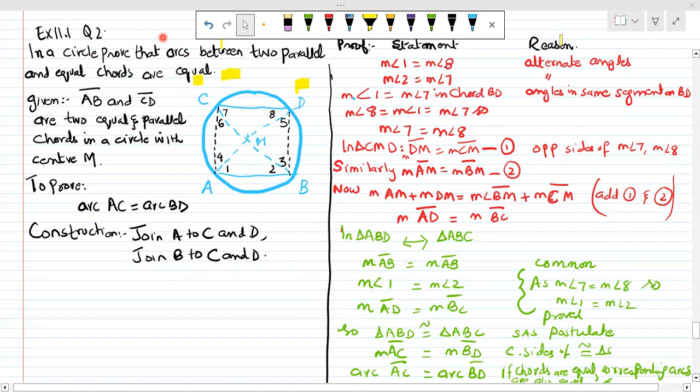Now angle 1 and angle 8 are alternate angles because they are on the opposite sides of the transversal AD, and they are between the parallel lines AD and BC. So angle 1 and angle 8 are alternate angles. You can see from the figure. Also, by the same reason, you can see that angle 2 and angle 7 are also alternate angles.